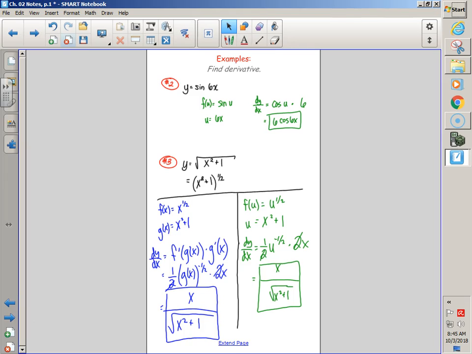So how does this work as far as words? Blop to the 1/2. What's the derivative? 1/2 blop to the negative 1/2. Wait, so dy dx is equal to 1/2 blop to the negative 1/2 times blop prime.